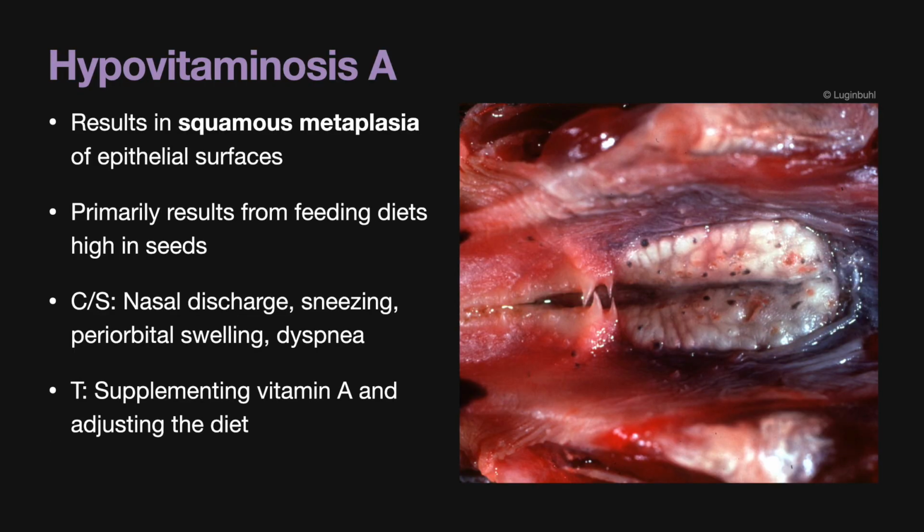Hypovitaminosis A results in squamous metaplasia of epithelial surfaces. This condition is primarily associated with feeding diets that are really high in seed content. Clinical signs result from the abnormal mucosal surfaces and include things like nasal discharge, sneezing, periorbital swelling, and dyspnea. Treatment involves supplementing vitamin A and adjusting the diet long term.